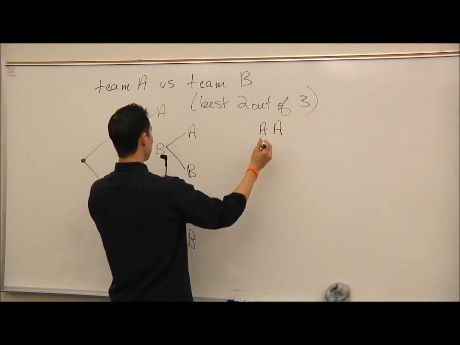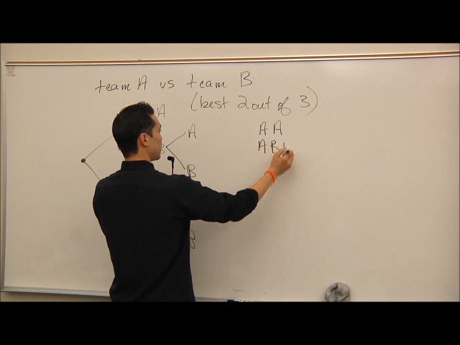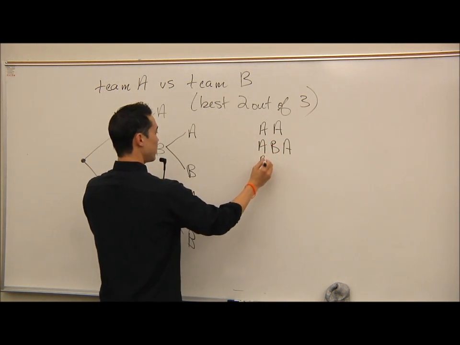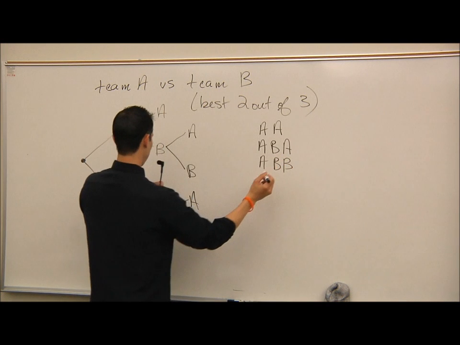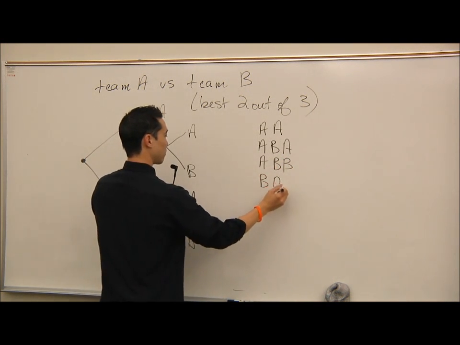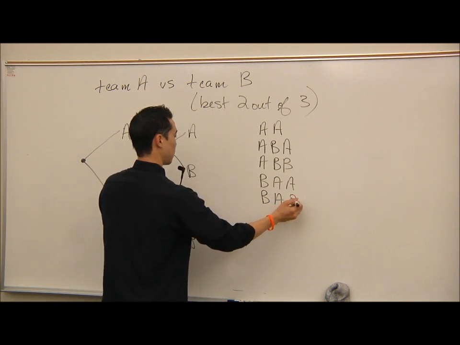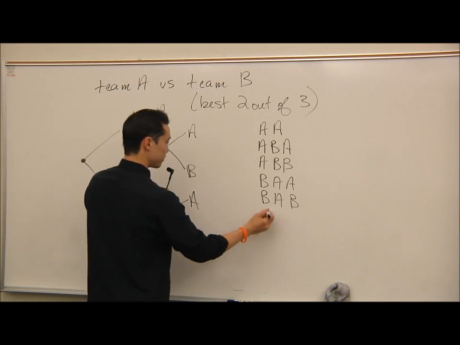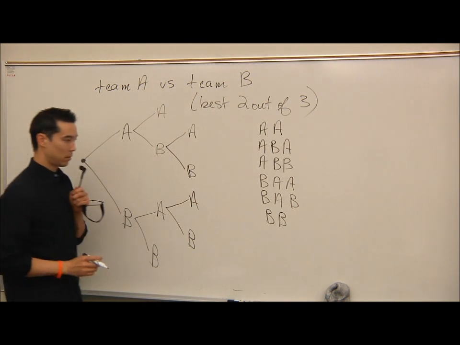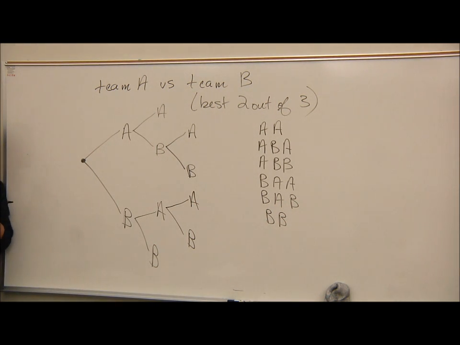All right? Then again, to list them all out, you systematically go through each branch. These are your possibilities: AA, ABA, ABB, BAA, BAB, and BB. 6 possibilities. Tree diagram.